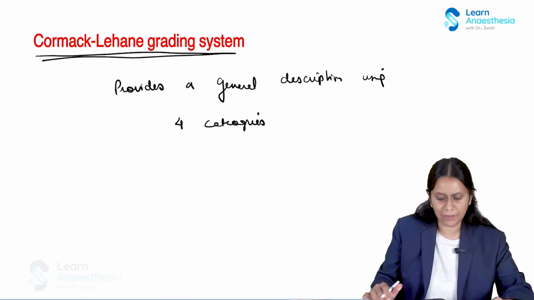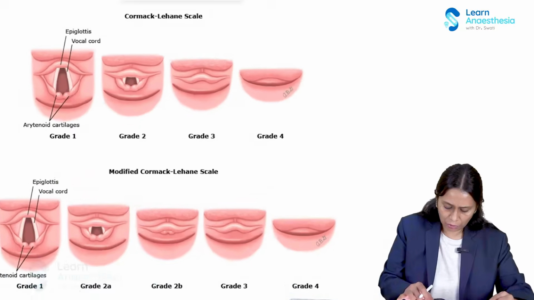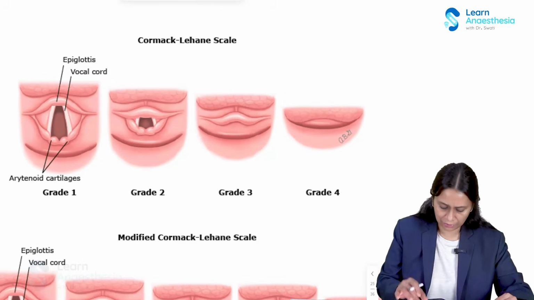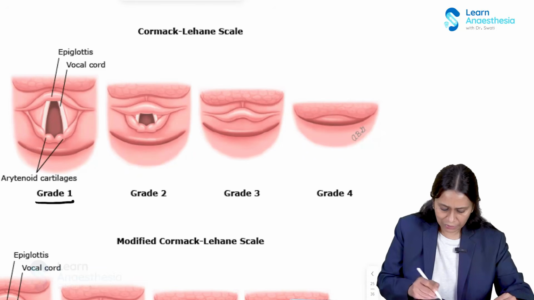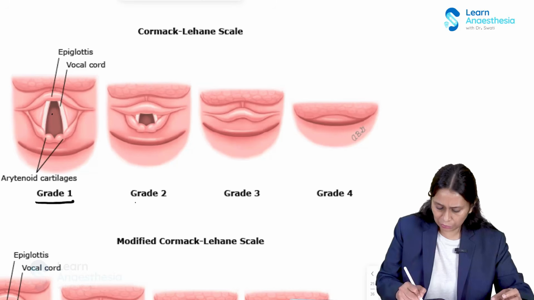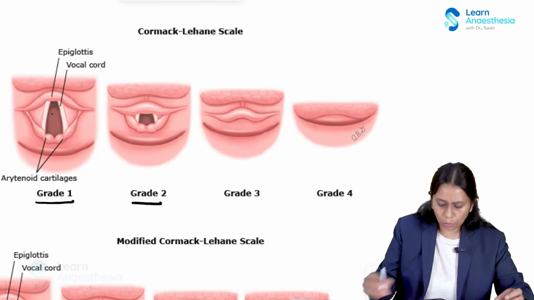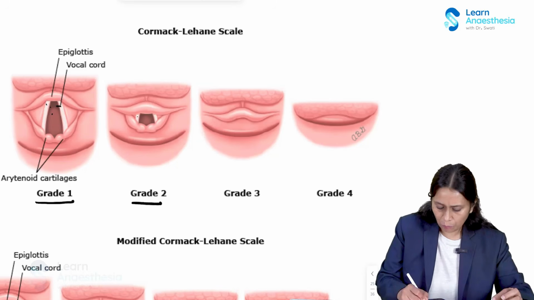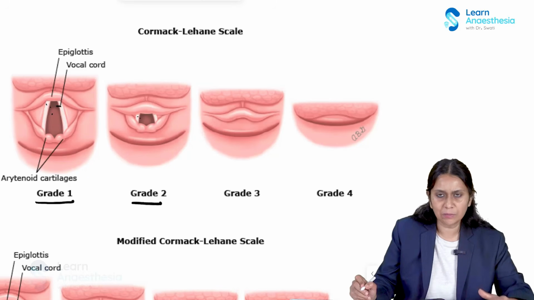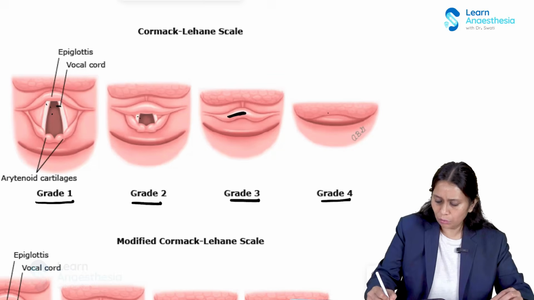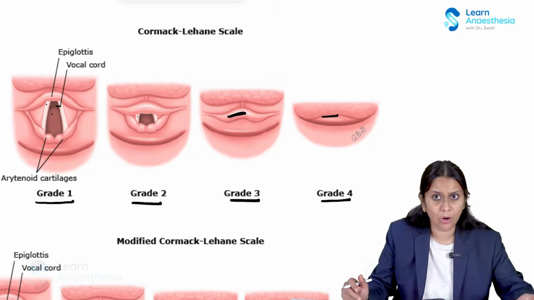So what are those four categories and what is seen? The original Cormack-Lehane grading system, the original Cormack-Lehane scale. Grade 1 was when the entire glottic opening was visible. Grade 2 was when only the posterior part of the glottic opening was visible, the anterior part being covered. Grade 3, only the epiglottis was visible, and grade 4, not even the epiglottis was visible.